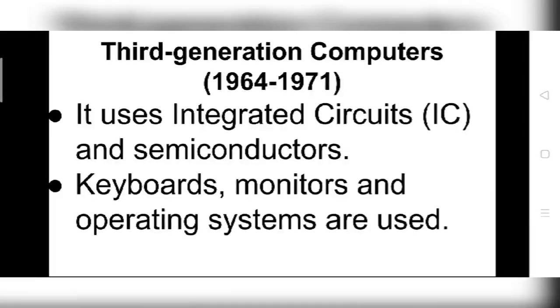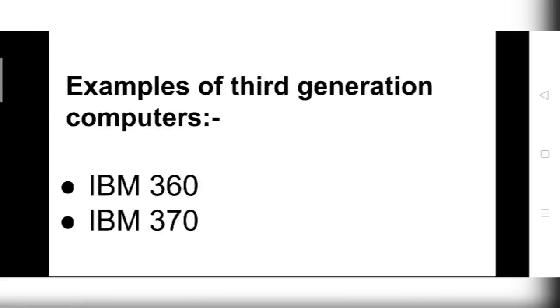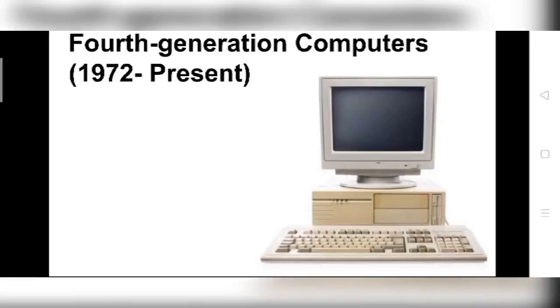Now we are going to see some of the examples of third generation computers. First is IBM 360 and second one is IBM 370. These are the two examples of third generation computers. So these two topics we have already studied in our previous class. Now in this class we are going to see fourth generation computers, and on your screen you can see an image of a fourth generation computer.